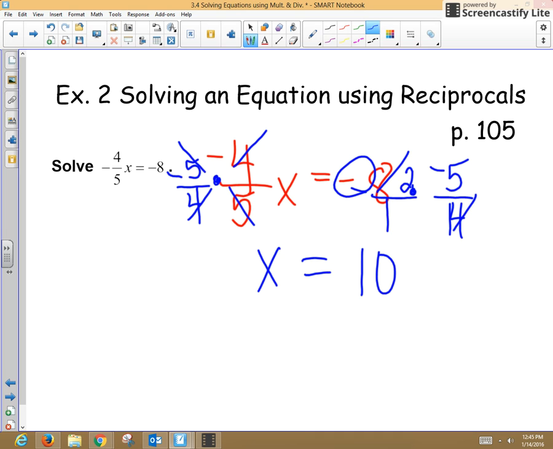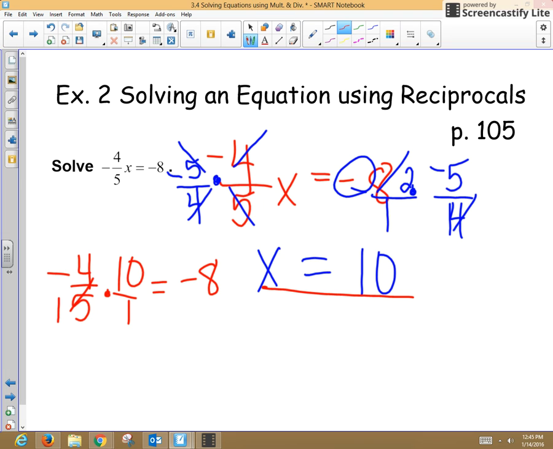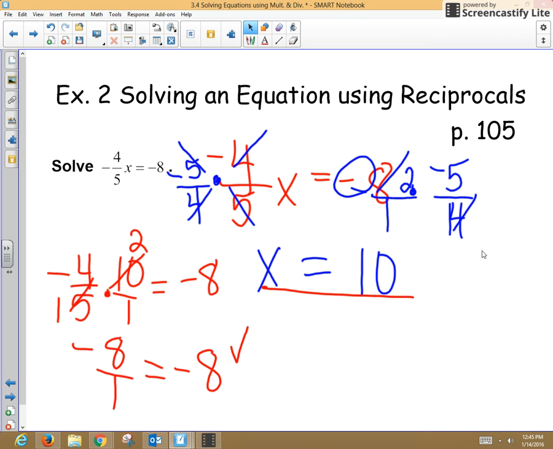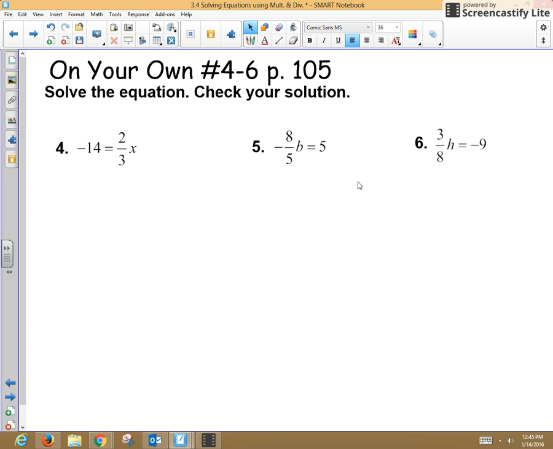Now I'm going to go back and check my work. So I plug in x equals 10 into the original equation. 4/5 times 10 should equal negative 8. I'm going to put 10 over 1, and I'm going to cross simplify here. Okay, negative 4 times 2 is negative 8 over 1. Negative 8 over 1 does equal negative 8, so we are correct. Now I'd like you to try 4 through 6 on your own by multiplying by the reciprocal.